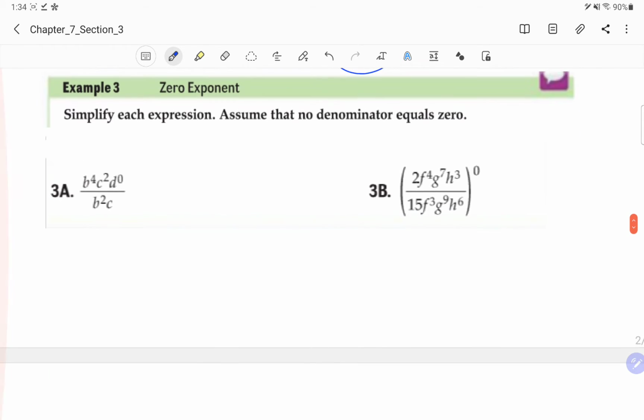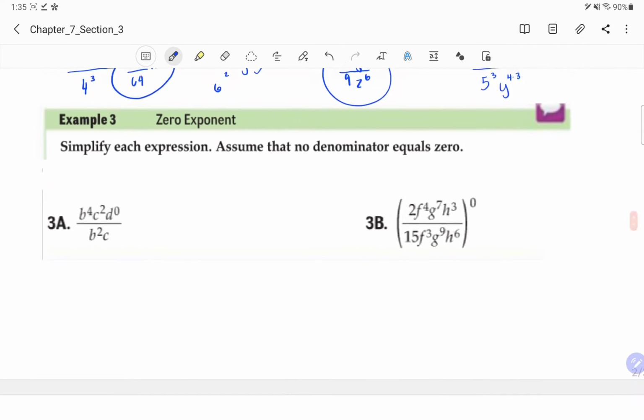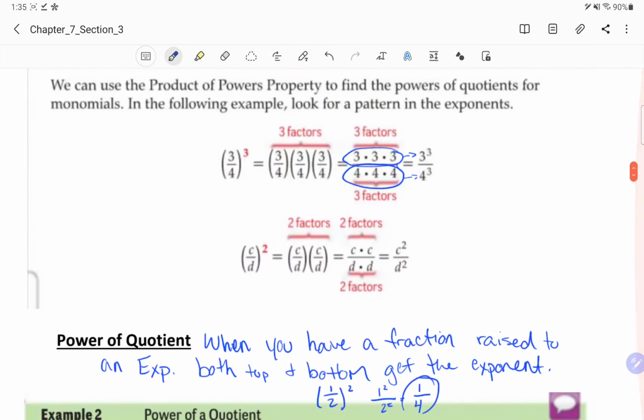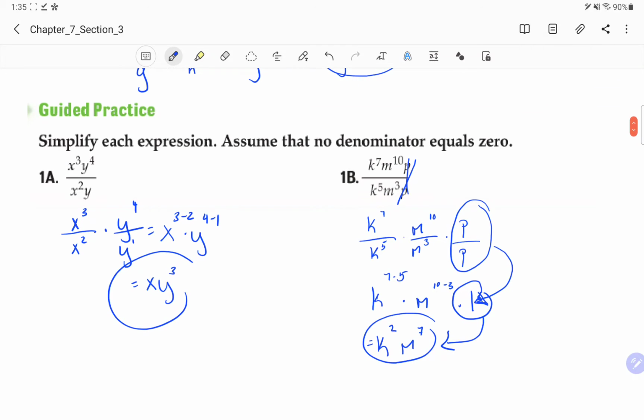Right, so if you look at example 3, it says our 0 exponent. So our 0 exponent has a special rule. Anything raised to 0 is 1. Always. So, and to explain this, I'm going to go back to our first one where we had the p over p in our first example here.